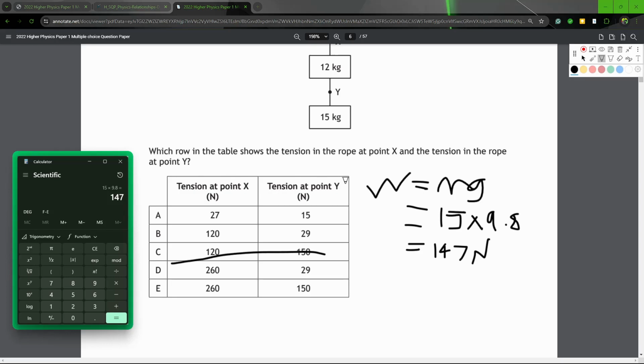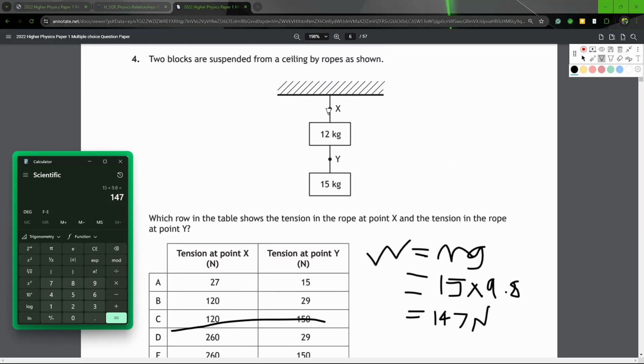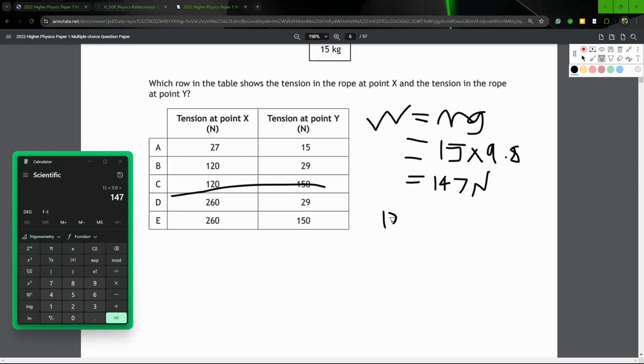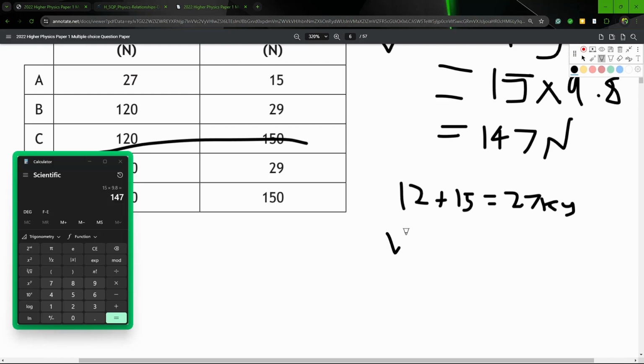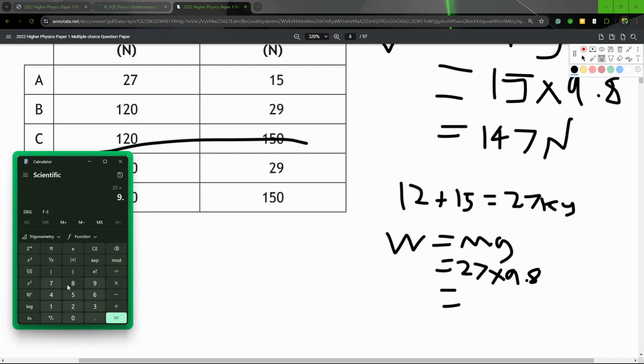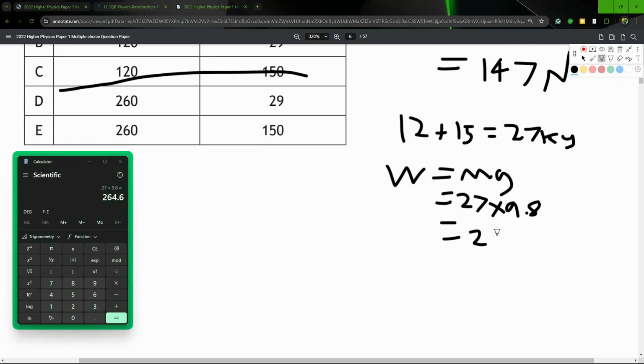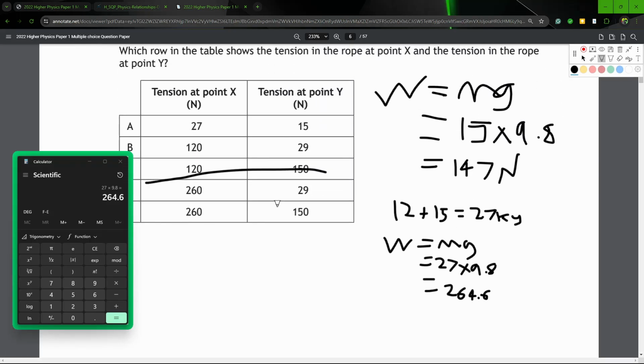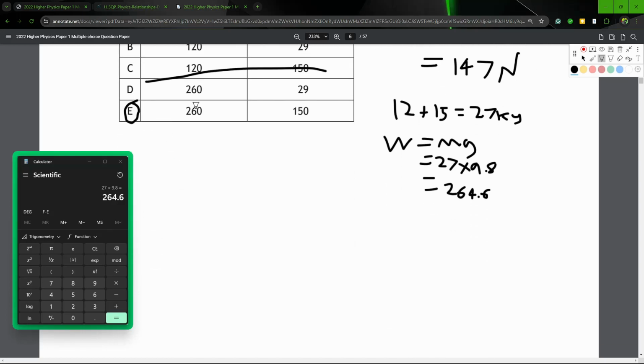But let's just prove it. Let's do tension at point X. So X is pulling down a weight of combined 12 and 15. So we're going to add 12 and 15 together. What do we get? Well, we get 27 kilograms. And plugging that into our equation, 27 times 9.8. What does that get us? Gets us 264.6. And again, if you round that to the nearest 10, you get 260. So yeah, we've just proven that it has to be E. Cool.